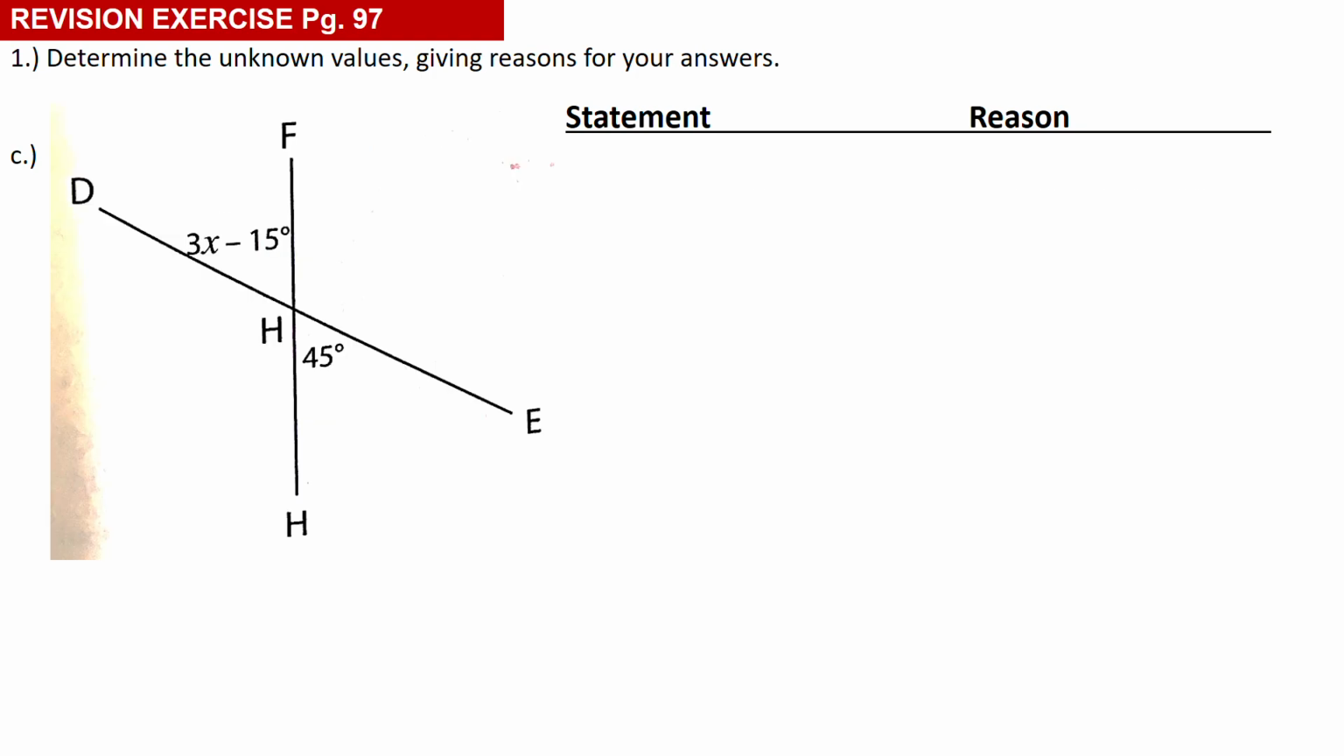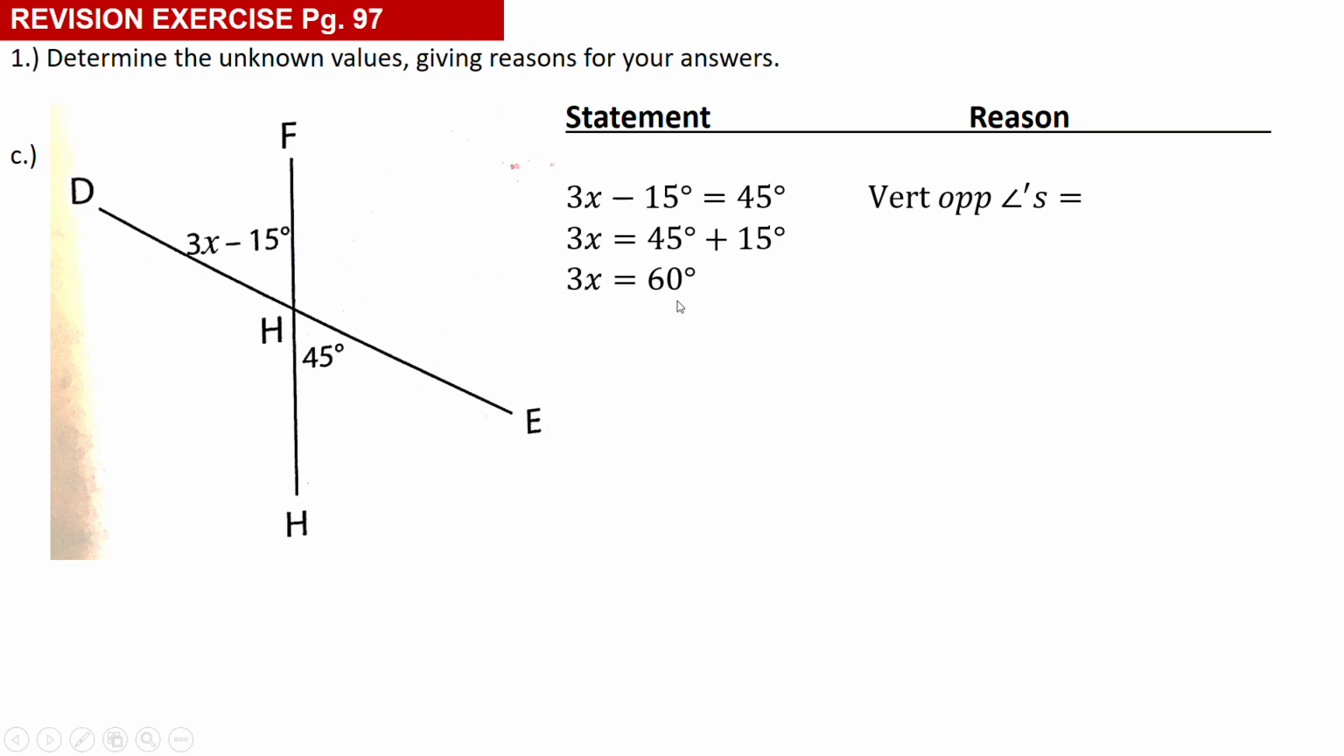Alright, C, here's what it looks like. There's my X shape. So my X shape, I know I'm working with vertically opposite angles, and I know that they're equal. So whatever's written here will be equal to whatever's written there. Okay, so I'm going to show that. 3x minus 15 is equal to 45 degrees. There's your reason. So I need to solve for x, so I'm going to take the 15 over and add it. So I'm going to have 3x is equal to 60. Divide through by the 3, and you're going to find that x is equal to 20.